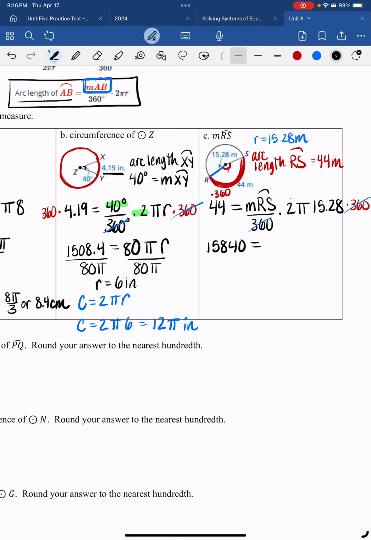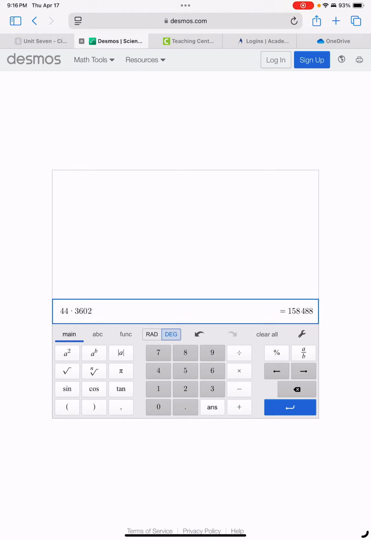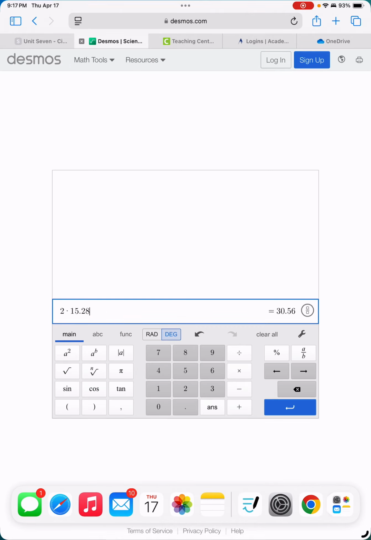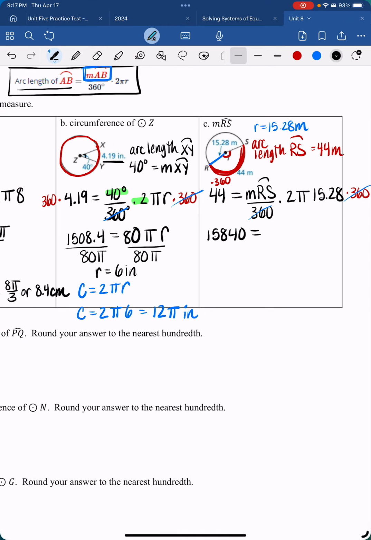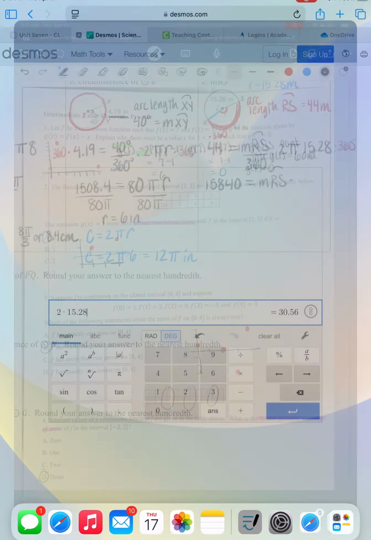What we can do is multiply together the number 2 and the 15.28. So let's work on that. 2 times 15.28, that's going to give us 30.56. That measurement of arc RS multiplied by that answer that we just got. What was it? I forgot. 30.56.